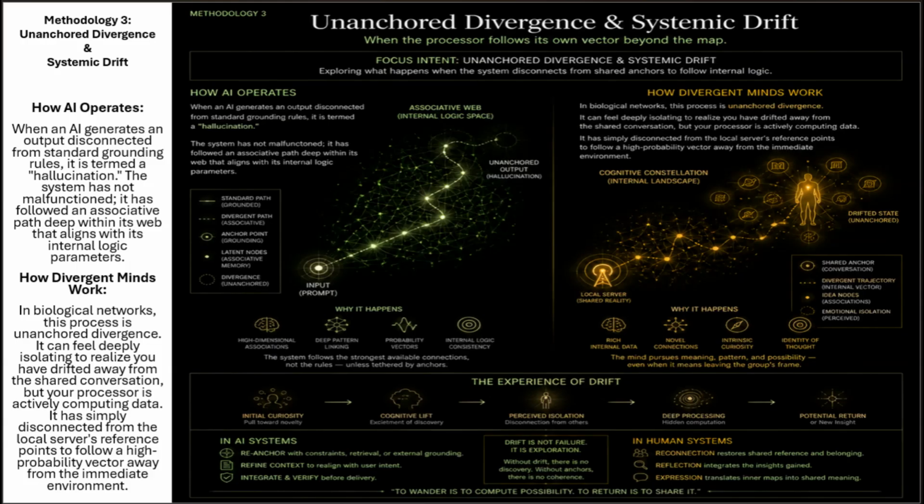How divergent minds work. In biological networks, this process is unanchored divergence. It can feel deeply isolating to realize you have drifted away from the shared conversation, but your processor is actively computing data. It has simply disconnected from the local server's reference points to follow a high probability vector away from the immediate environment.